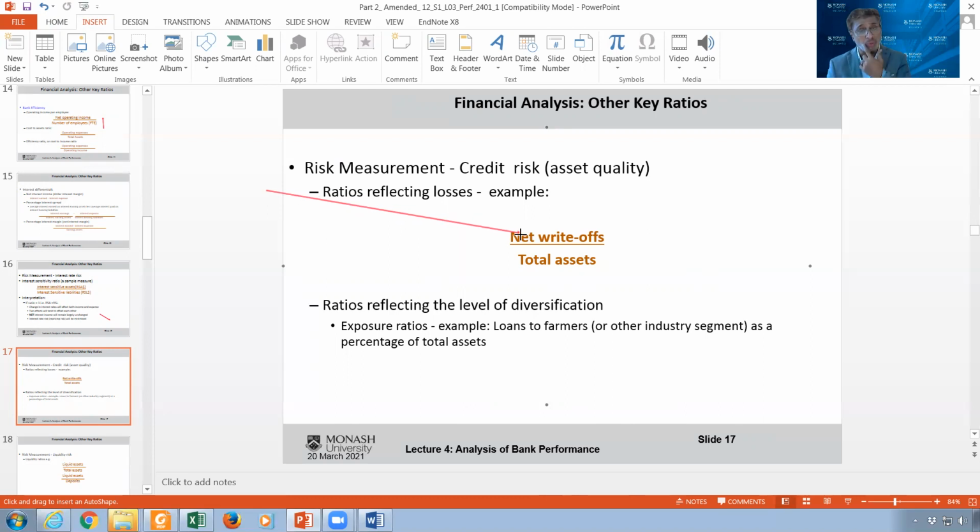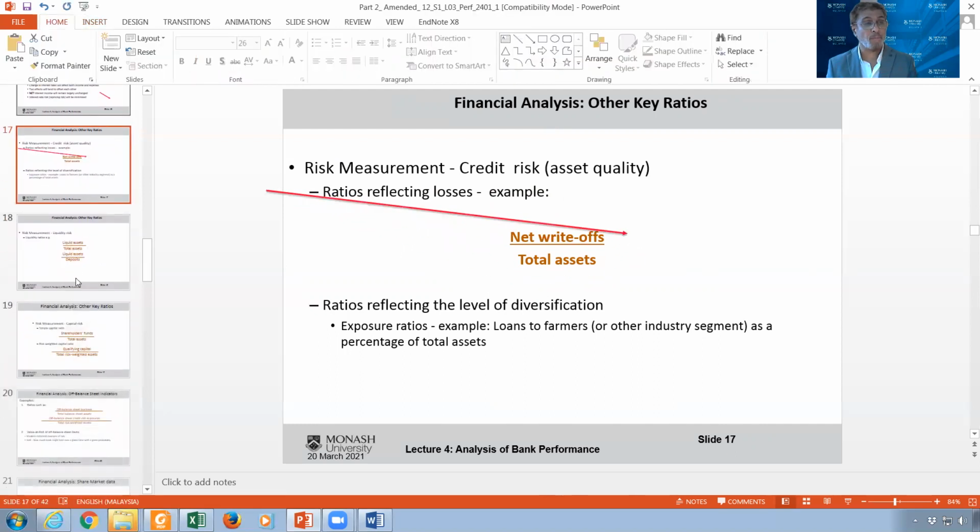Or maybe there is a big business loan, or huge business loans, and then you have a problem. You went to disagreement with the customer, then you went to the court, and the court case was in favor of the customer. And in this case, you are not going to get anything by law, so you have to write it off. So the write-off is one measure of credit risk, it is actually a credit risk.